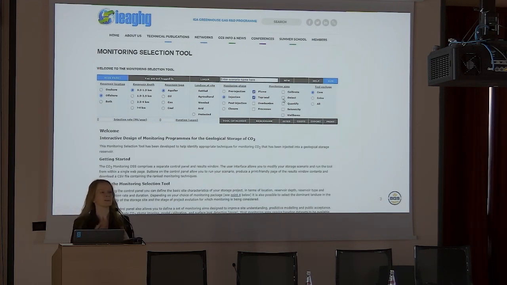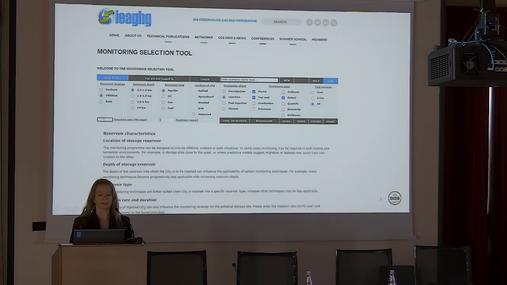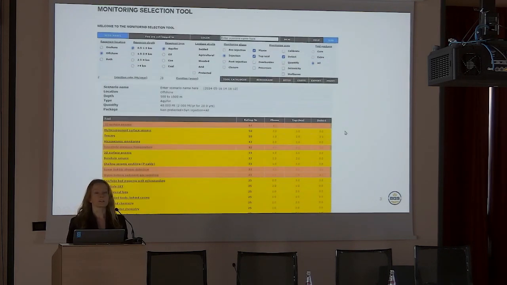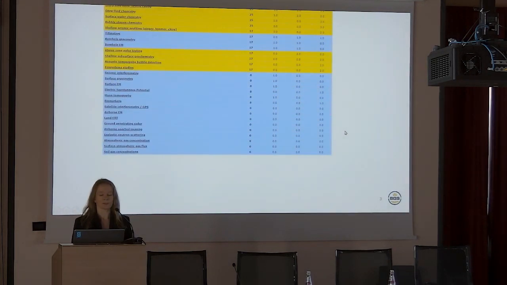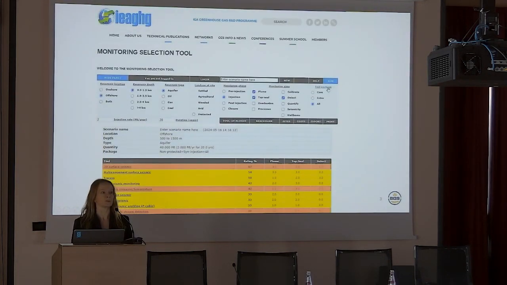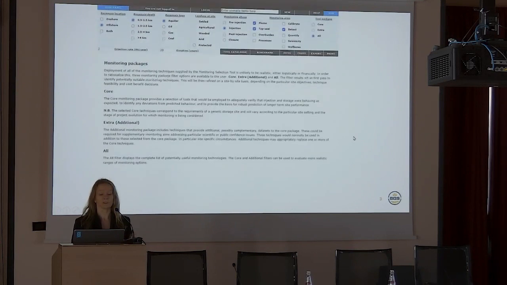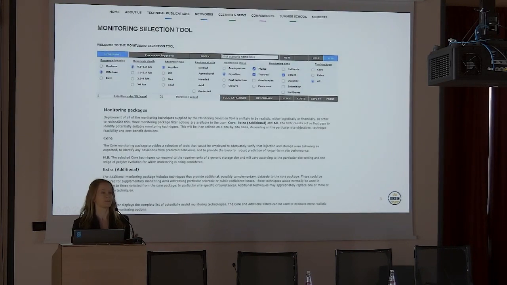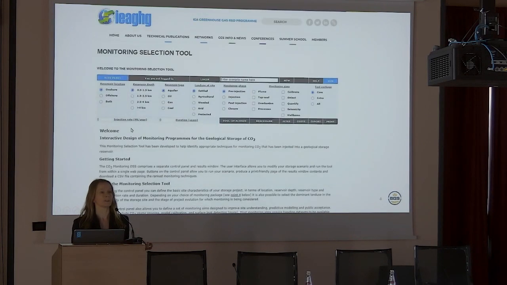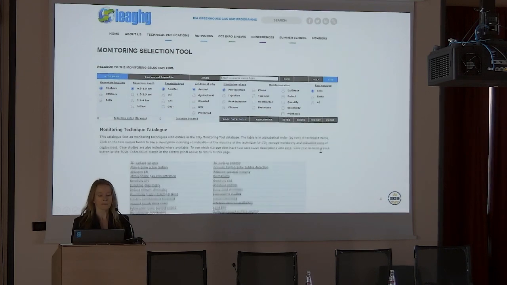Okay, so at the moment, this is what the tool looks like. You select what your monitoring storage site looks like. You choose what phase of the injection you're in. And it spits out a list of prioritized tools, and it tries to tell you which tools are absolutely essential, i.e. the core package, which are the nice to have, and which are the, if you're going to throw everything, including the kitchen sink at it.